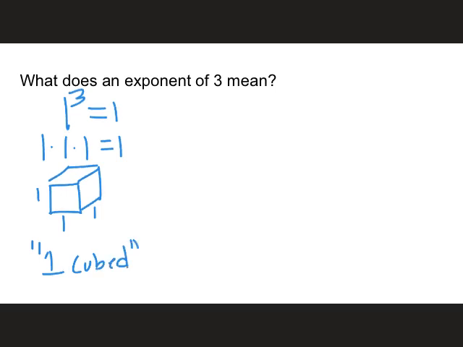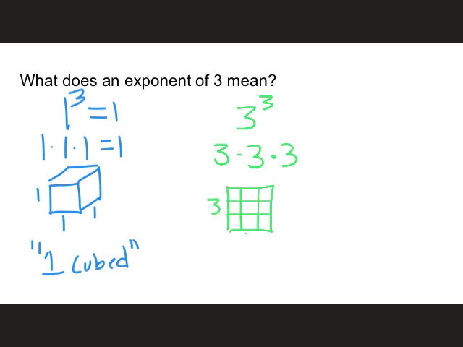What if it's not a 1 though? Let's say that we had 3 to the third, or 3 cubed. That would be 3 times 3 times 3. And we can model that out much the same way, where we've got a 3 by 3, but then we need to make it a cube. So it's going to be another 3 going backwards.